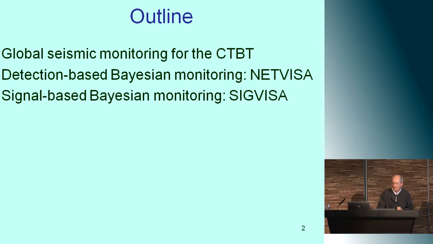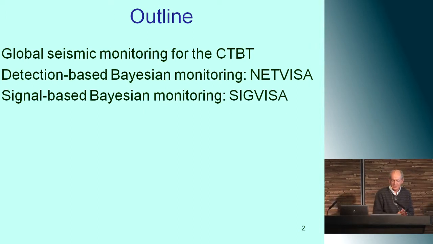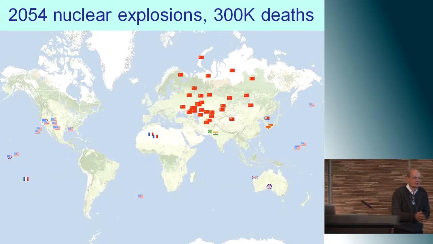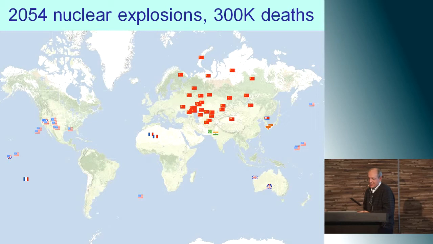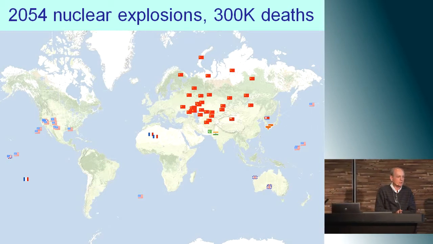Okay, so the Test Ban Treaty is about banning nuclear explosions on the Earth. And just to give you a little historical background, there have been 2,054 of those. Two of them in Japan killed about 200,000 people. Another 100,000 people have died as a result of tests and nuclear fallout from those tests.